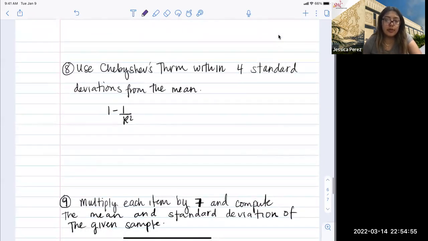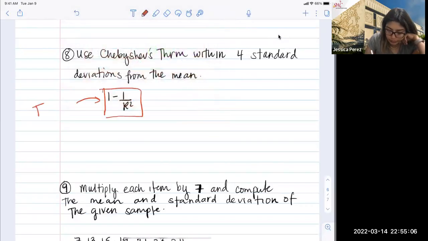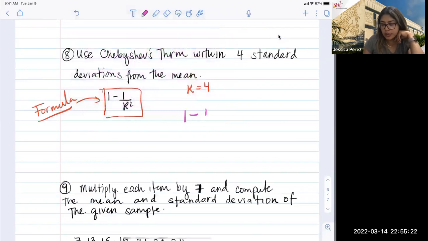Number 8, let's go ahead and apply Chebyshev's theorem within 4 standard deviations. Chebyshev's theorem is exactly this formula. You have to use this formula: 1 minus 1 over k squared, where k is equal to the 4 standard deviations from the mean. So all you have to do is substitute. You do 1 minus 1 over 4 squared.